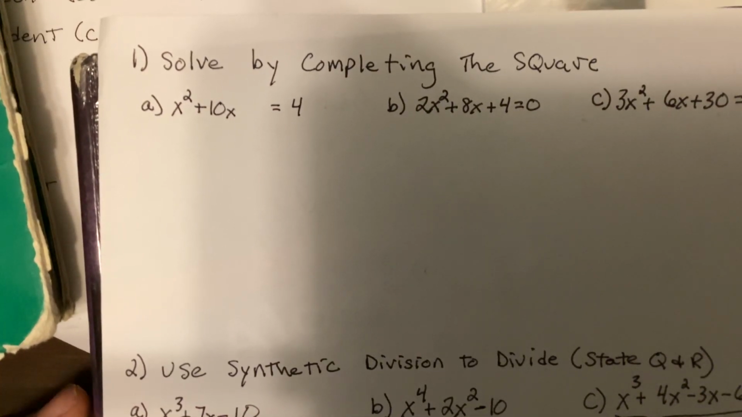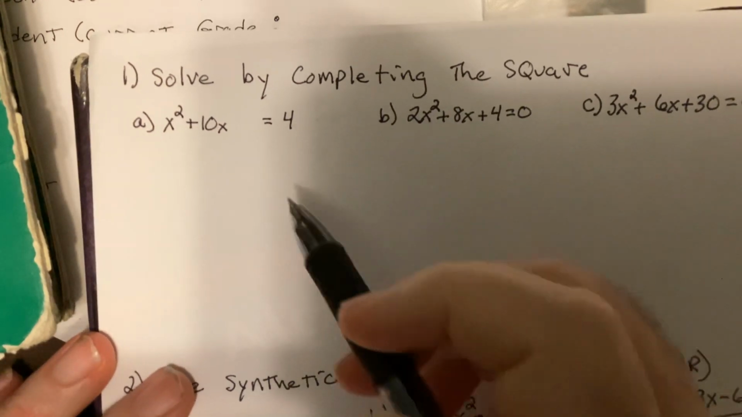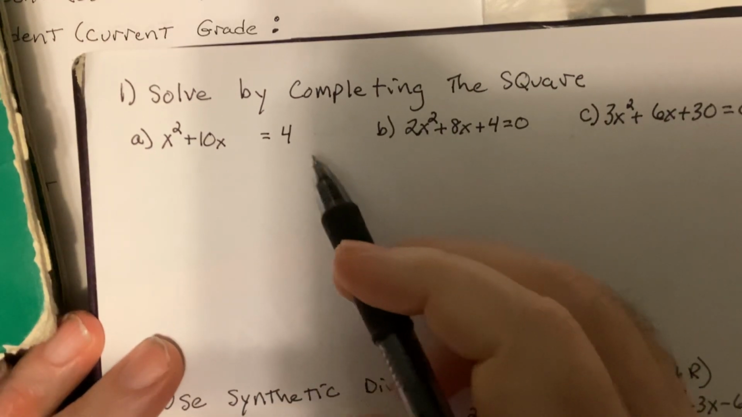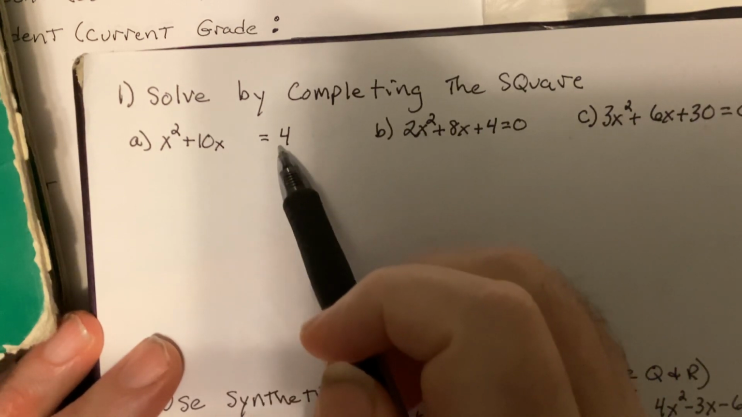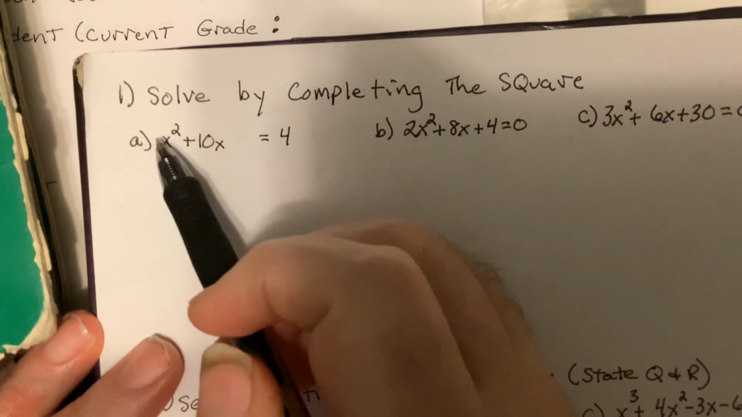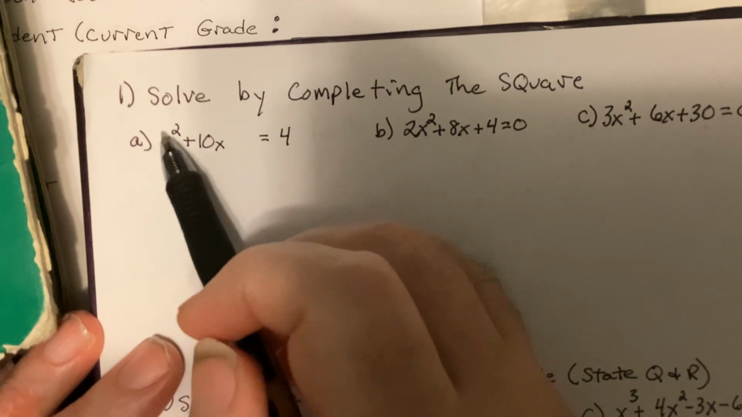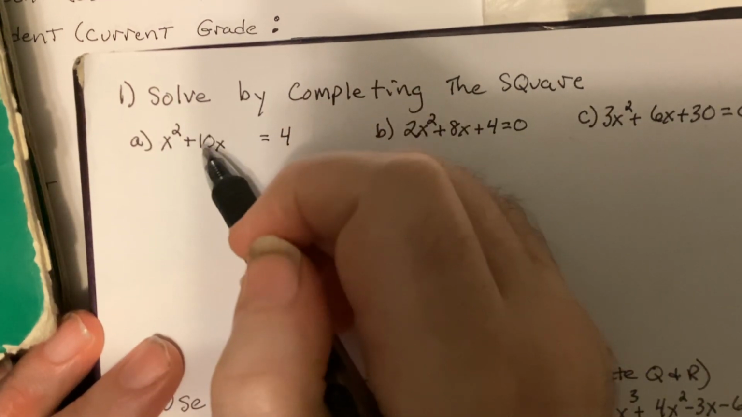Okay, video number two still involves solving. Solve by completing the square. You want to get the constant to one side, which the first problem already has. And you want a 1x squared, which we have. So then we complete this square.